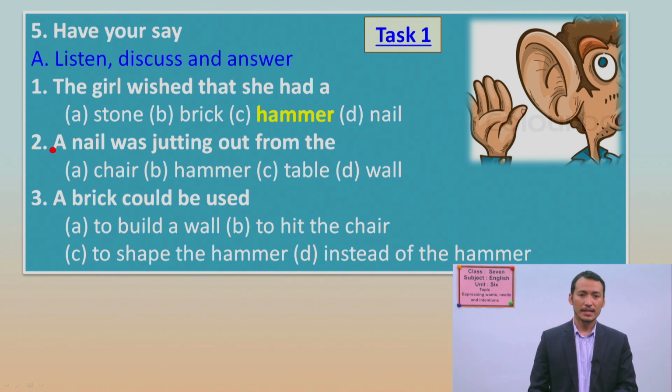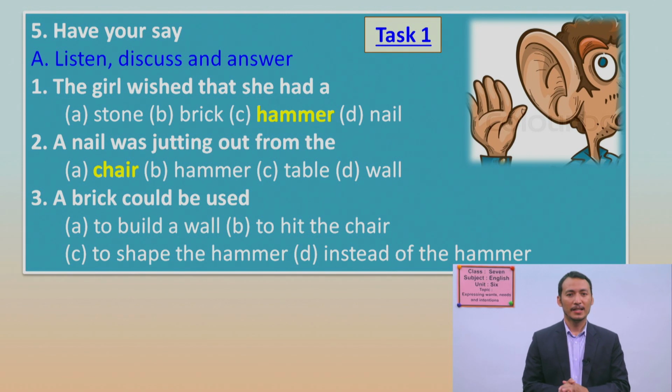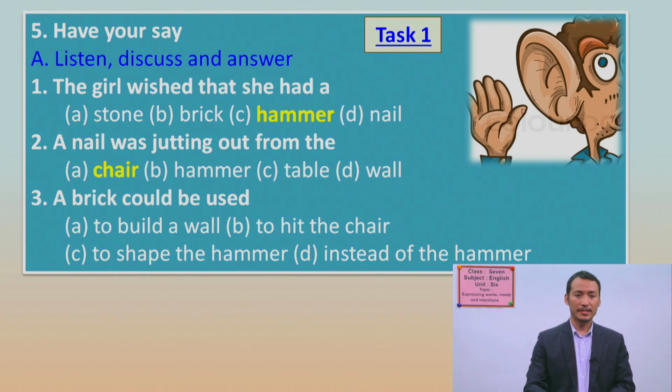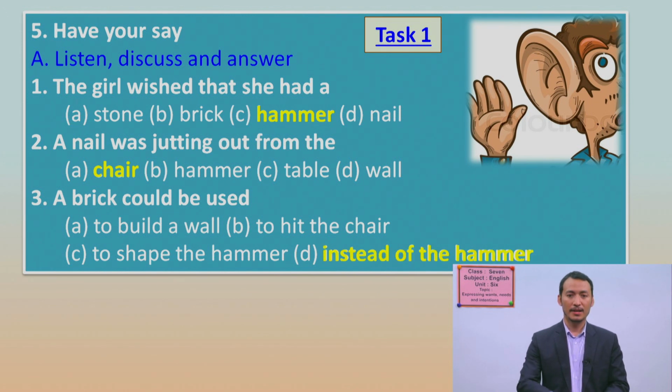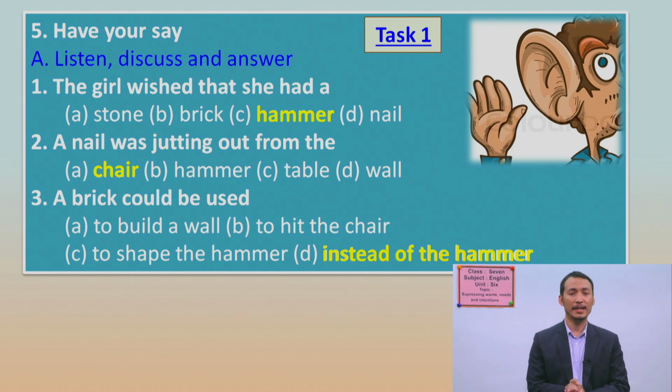Okay, next question. A nail was jutting out from the what? Is it a chair or hammer or table or wall? What do you think? The correct answer is chair. Yes, you are definitely correct. Now, let's see the third question. A brick could be used for what purpose? To build a wall? Is it to hit the chair? No, it's instead of the hammer for hitting the nail, right? Yes, you are absolutely correct.